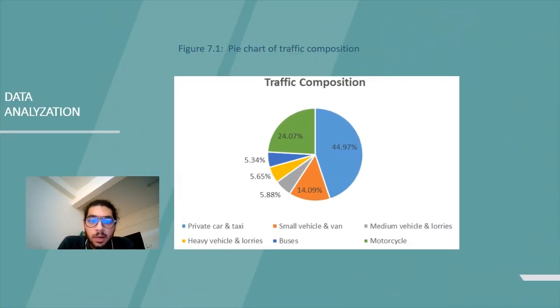And this is the pie chart of our traffic composition. As you can see, the percentage of every type of vehicle.